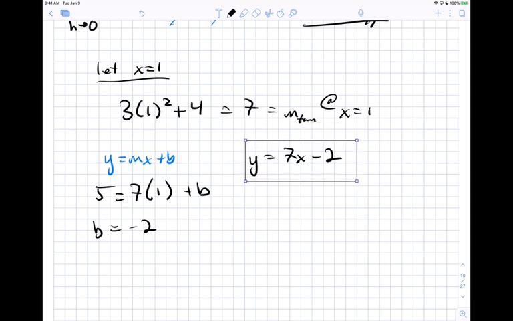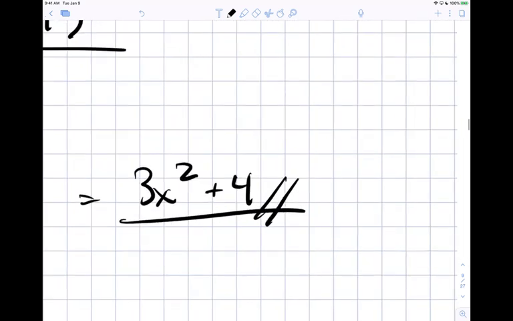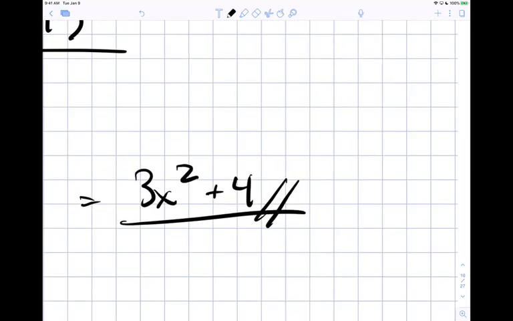So this thing that I found here tells us the slope of the tangent line given any x for this function, right? So this is the slope of the tangent line given any x.